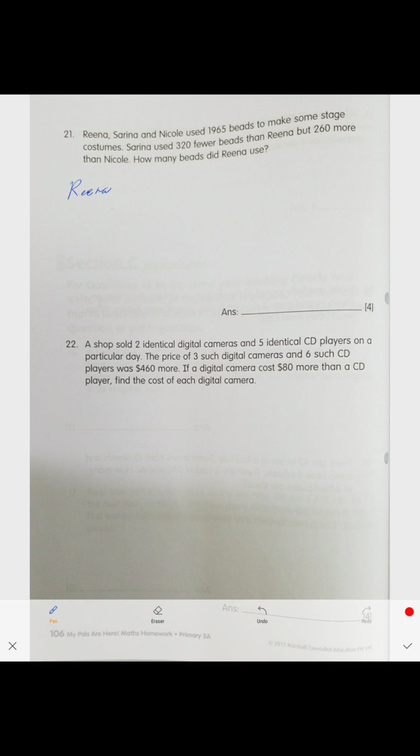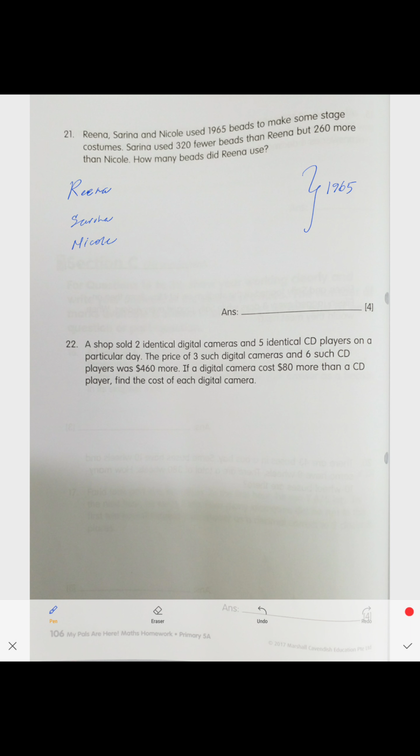Writing Rina, Serena, and Nicole. Okay? And now let's think of it. In order to understand the problem, you need to process every sentence. So they used 1965 bits. So whatever we're going to draw, the total is going to be 1965, right?